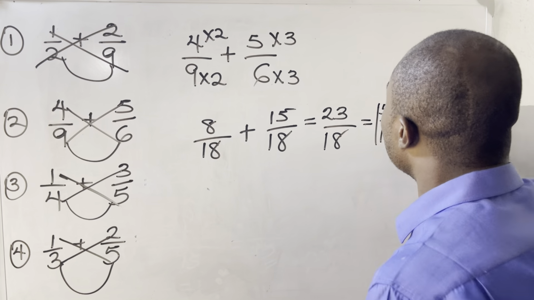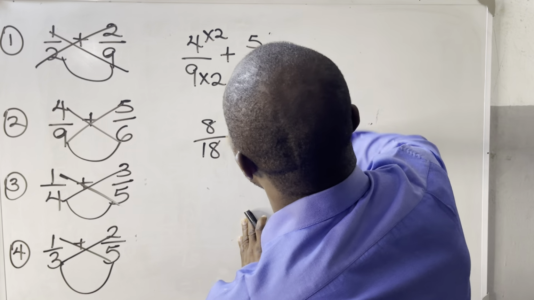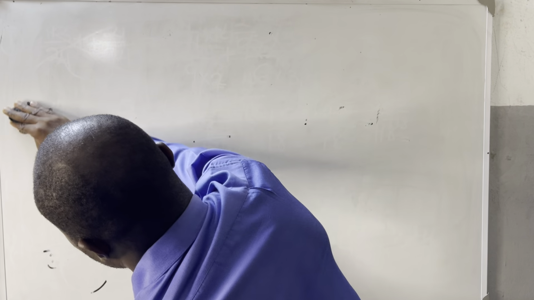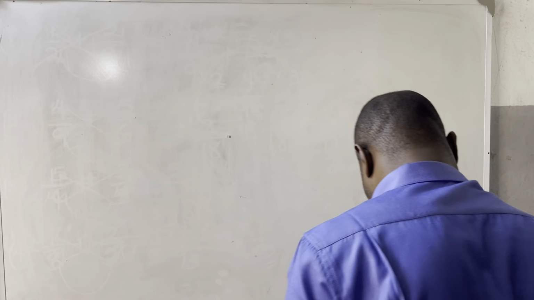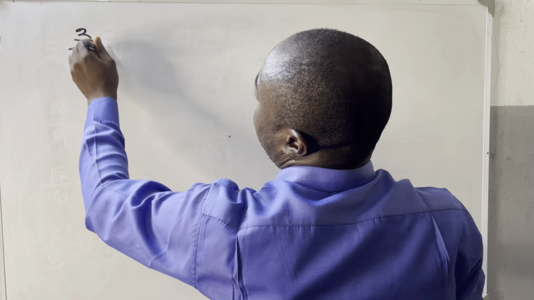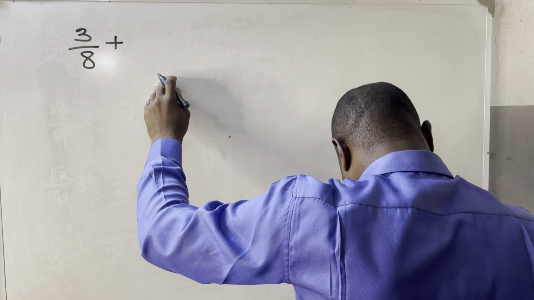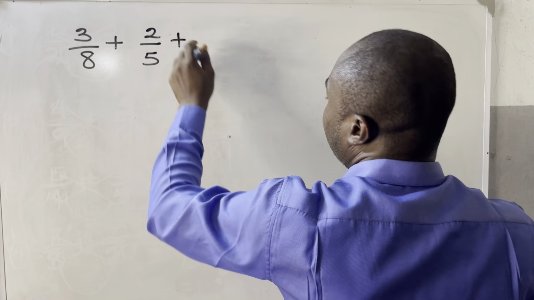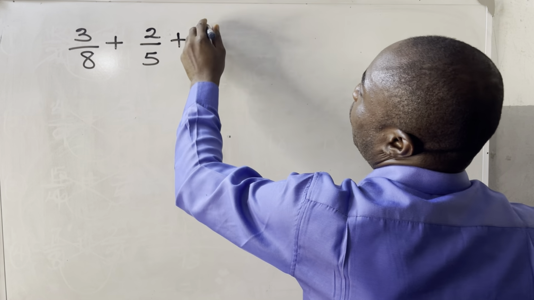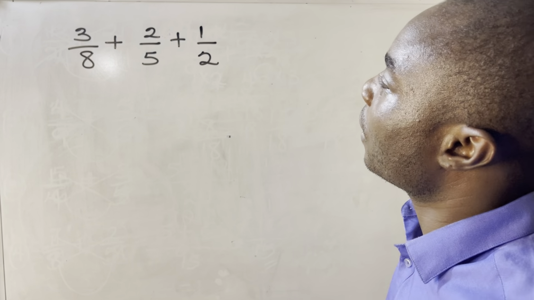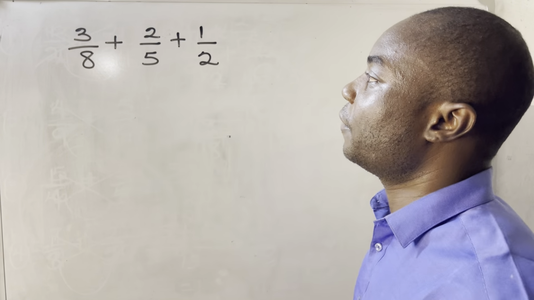All right. So now let's move on to addition of 3 fractions. So we have a question as 3 over 8 plus 2 over 5 plus 1 over 2. So we are asked to add these 3 fractions.